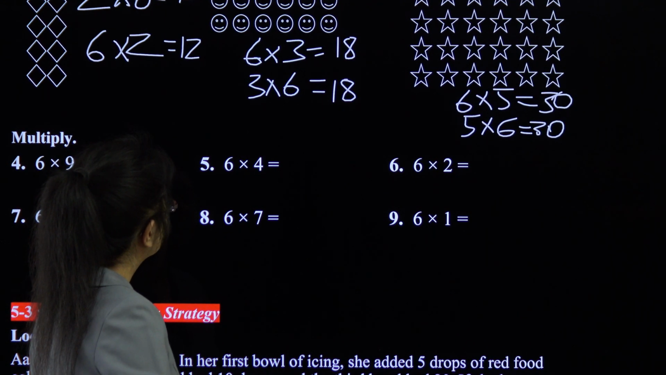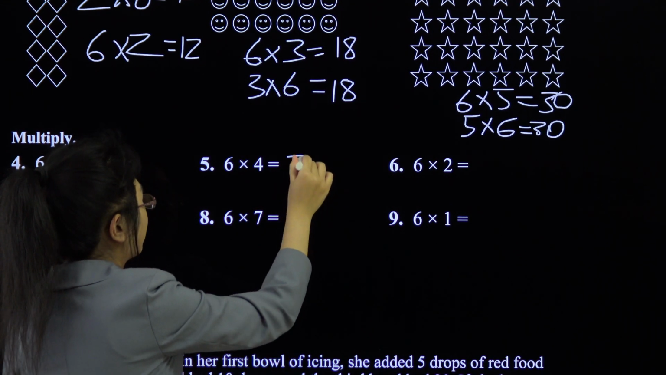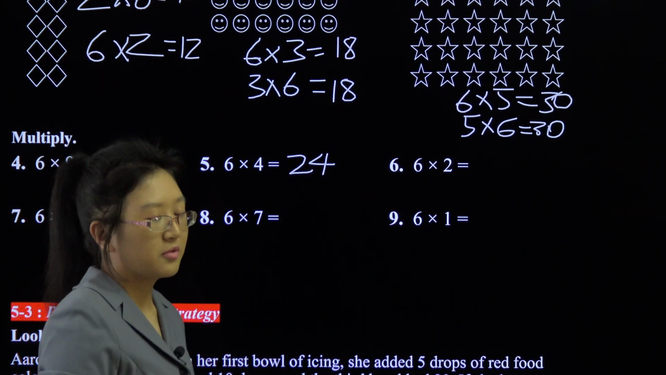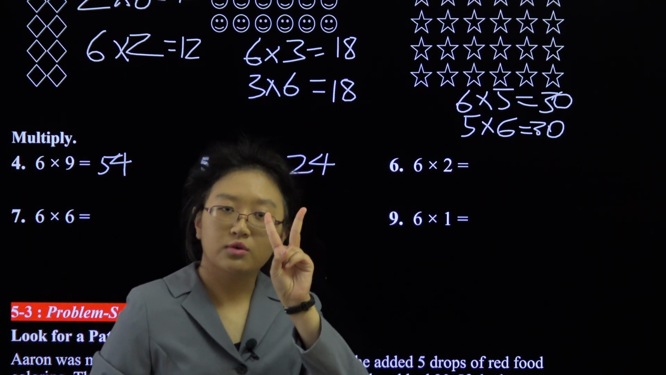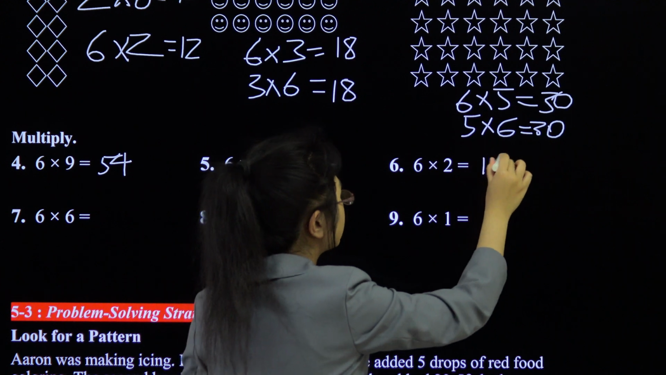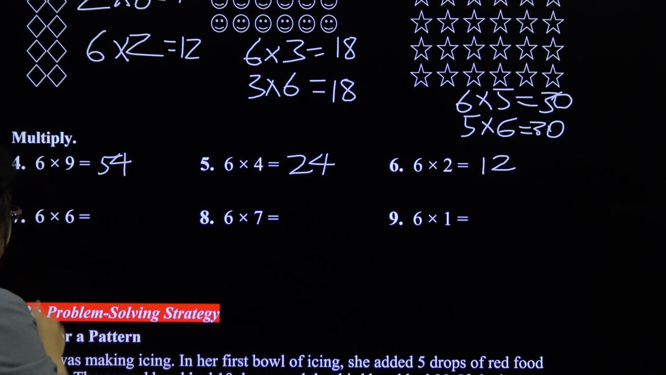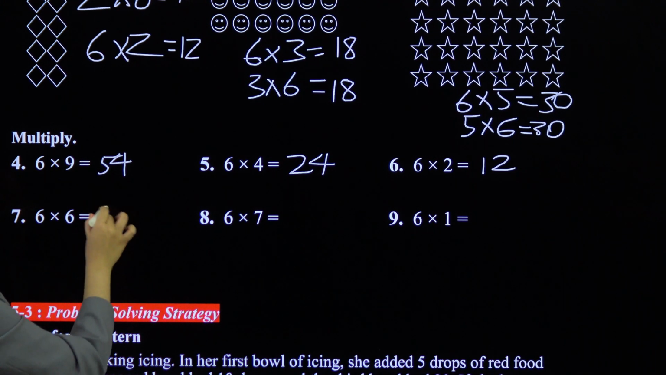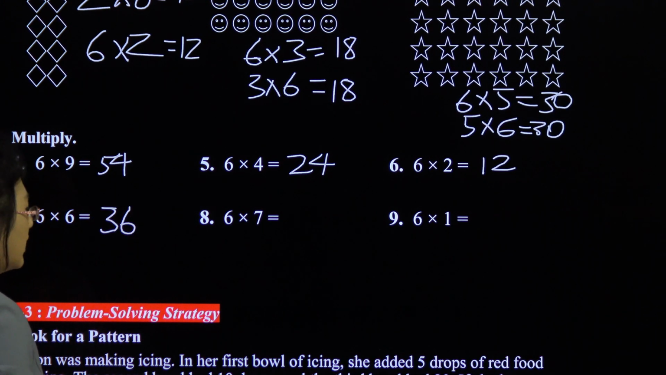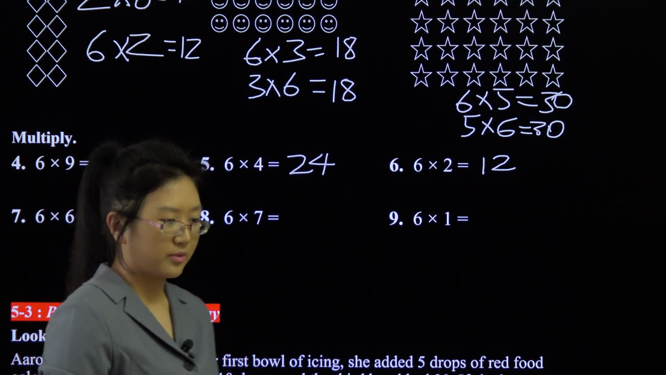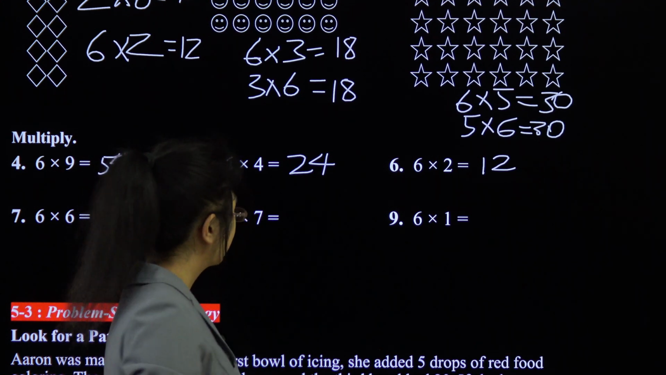Anyhow, 6 times 4 is 24. 6 times 2, 6, 12. Besides, 6 times 2 is up there already. 6 times 6, 36. Again, one of those special numbers that you just end up remembering.